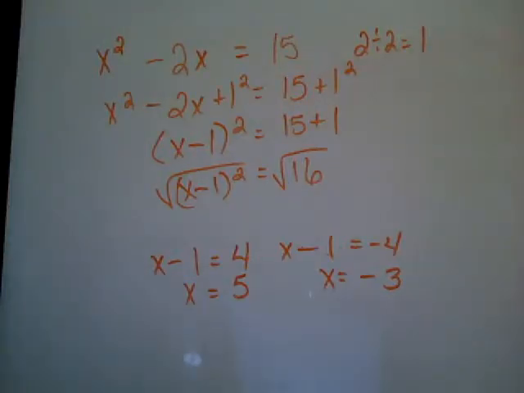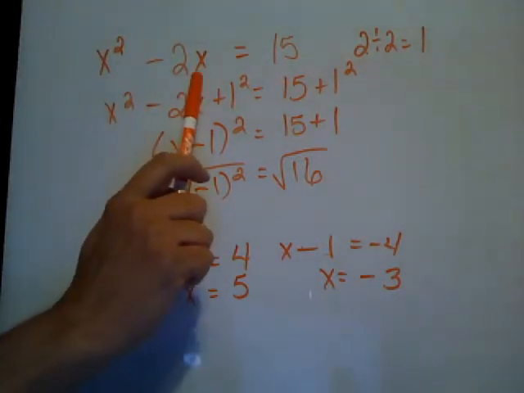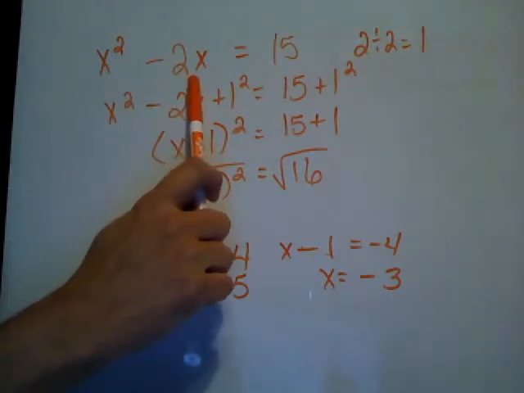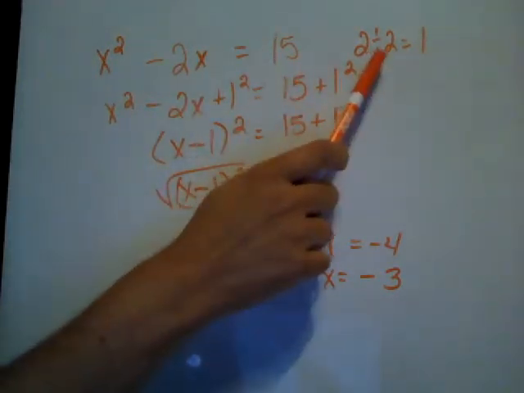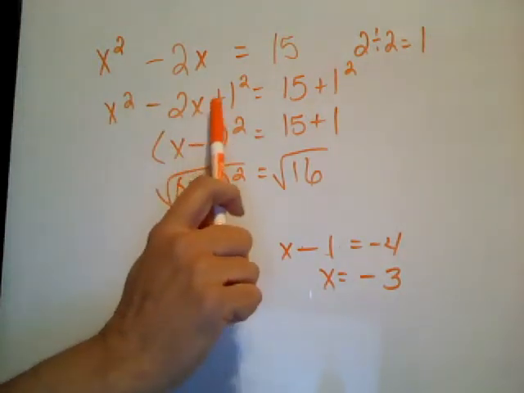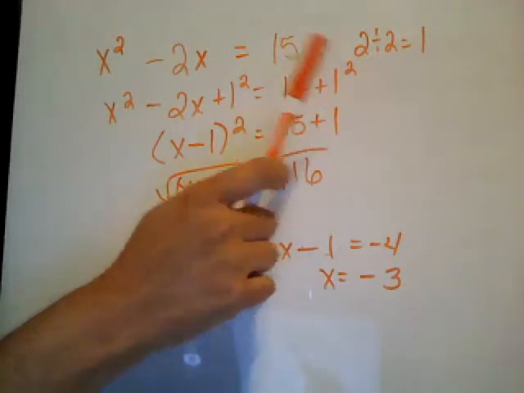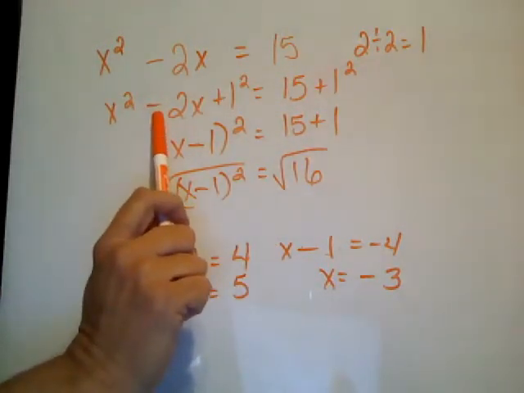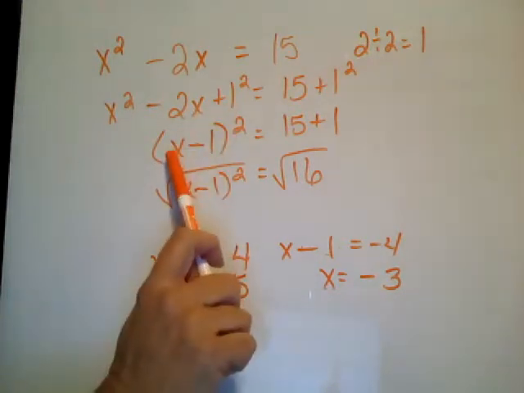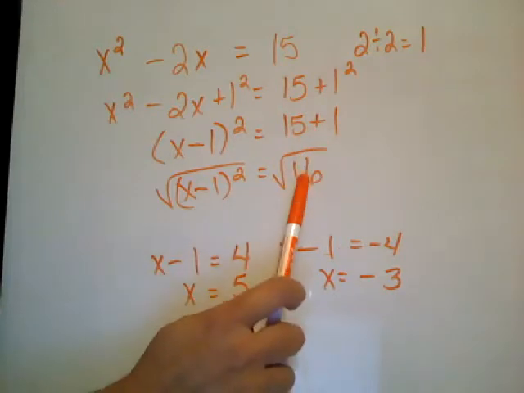Okay, now let's look at number 14. And the problem reads x squared minus 2x equals 15. The first thing I need to do is to divide my 2 by 2, which is going to give me 1. x squared minus 2x plus 1 squared equals 15 plus 1 squared. Now be careful because there's a minus sign here. And instead of x plus 1 squared, it's going to be x minus 1 squared, equals 15 plus 1, which is 16.